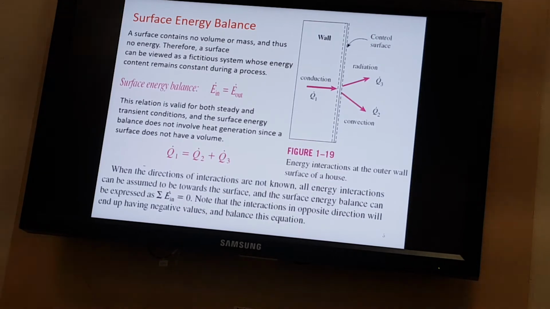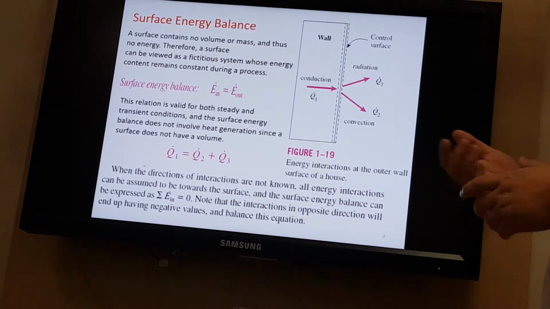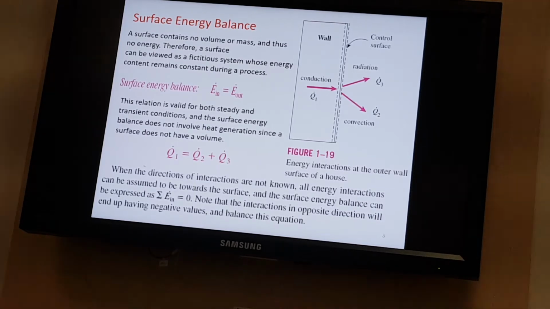In that case, you have a different equation. E generation equals zero, delta E equals zero, then you only have energy in equal to energy out. Why? Because when you truly control the surface, no energy can be stored and no energy can be generated in such a small volume approaching zero. Actually, they are considered the same. Any equation for the bulk and any equation for the surface are the same. The surface is only one specific case, when the volume approaches zero. In that case, you have energy in equal to energy out.